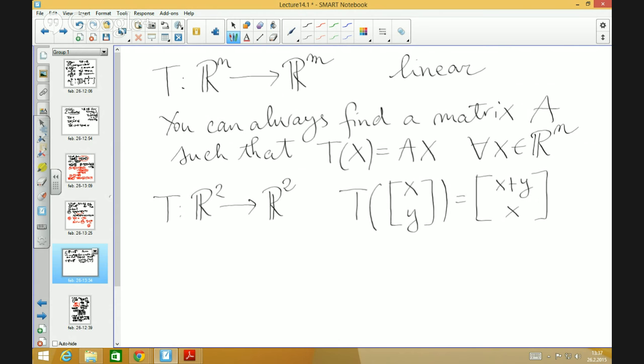So I just took a random function. It doesn't really matter. It just sums the two coordinates, and then it takes the first coordinate as the second one of the result. Okay, so let's see. How can I find a matrix that induces this function?